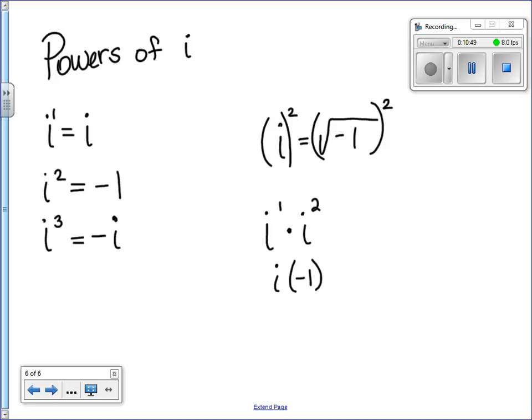Alright, ready for another one? Let's do i to the fourth. I'm going to break that up into squared times squared. The squared times squared would be the fourth, right? What's i squared? -1. And -1 times -1? +1. Okay, let's keep going.